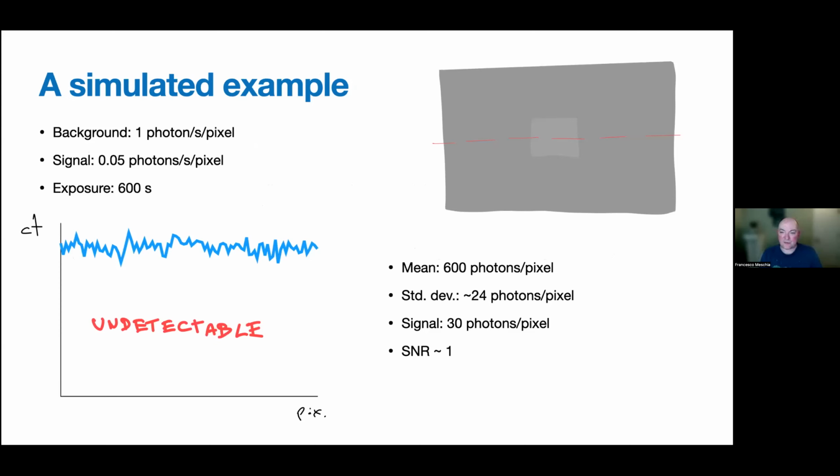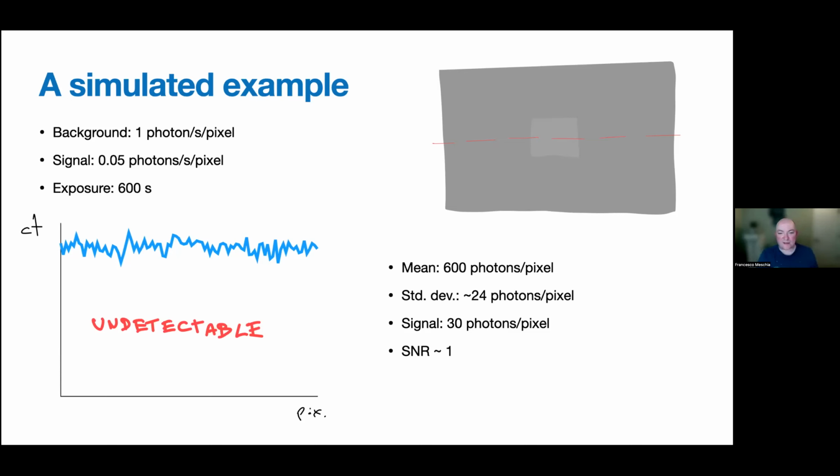Let's assume that I'm imaging a target like the one that I have in the upper right. There's a certain background, and there's a region of my object space that is brighter than the rest. And I'm going to change the brightness of this. If we start with a situation in which I get one photon per second per pixel from the background, and the brighter square at the center only adds 0.05 photons per second per pixel, so I can expect on average one photon every 20 seconds.